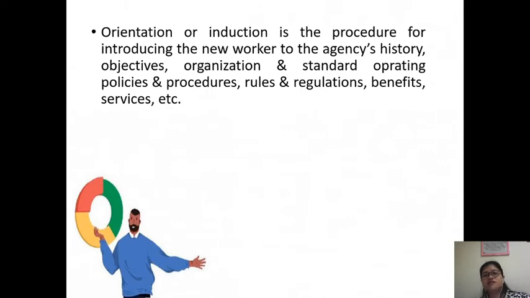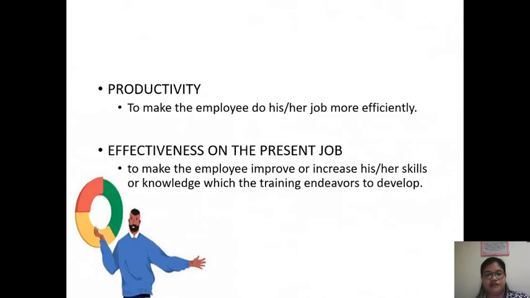Orientation or induction is the procedure for introducing the new worker to the agency's history, objectives, organization, and standard operating policies and procedures or SOPs, rules and regulations, benefits, services, and others.